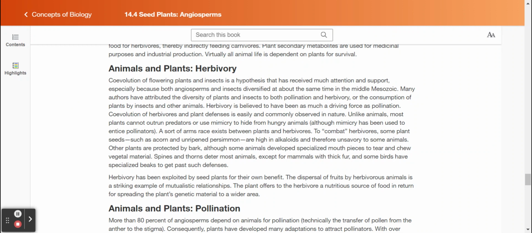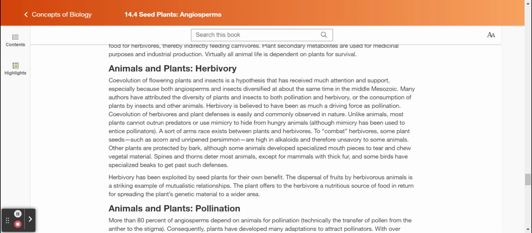Animals and plants, herbivory. Coevolution of flowering plants and insects is a hypothesis that has received much attention and support, especially because both angiosperms and insects diversified at about the same time in the Middle Mesozoic. Many authors have attributed the diversity of plants and insects to both pollination and herbivory, or the consumption of plants by insects and other animals. Herbivory is believed to have been as much a driving force as pollination.